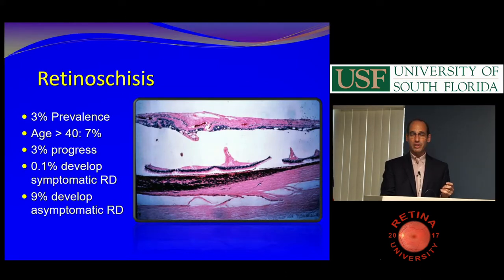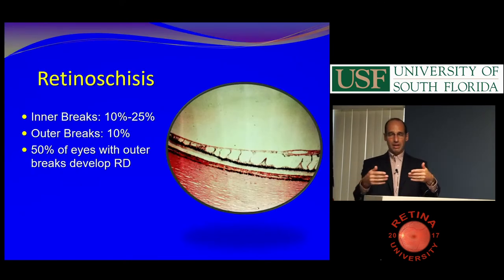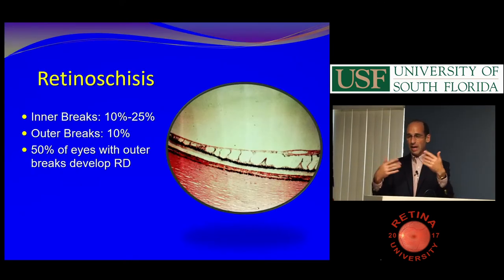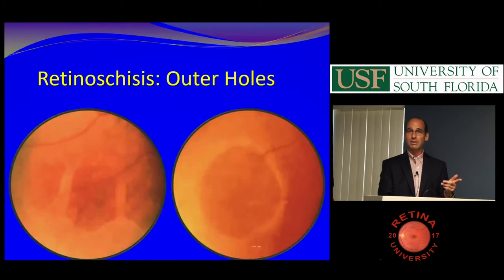Inner breaks are what you'll see. So this is where it gets tricky treating retinoschisis. When you look at a patient with retinoschisis, any tear you see easily is an inner break, and those are completely unimportant because sealing those won't help the patient. But the outer breaks are about 10% of people, and those are the ones that will develop detachments, and this is what the outer breaks look like.